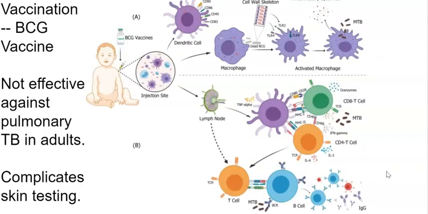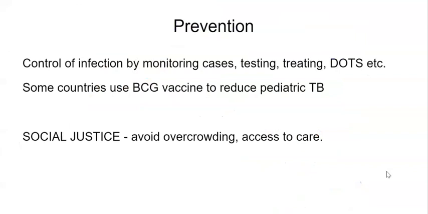So we do try to prevent TB by controlling infection, by documenting it, by monitoring cases, using testing, using treating, using DOTS to try to control and curb it. Some countries, Ireland for example, use a vaccine called the Bacillus Calmette-Guérin vaccine, BCG, to reduce pediatric TB. It is not effective against adult pulmonary TB, and it does complicate things like the skin testing. So we do not use it in the United States because we don't have a high burden of endemic TB.